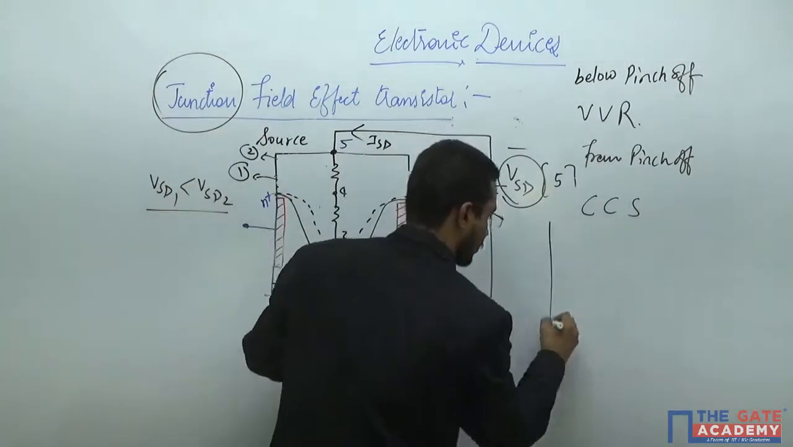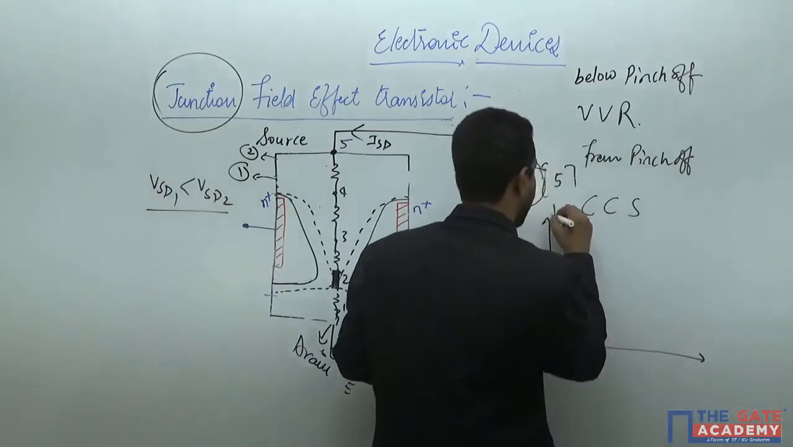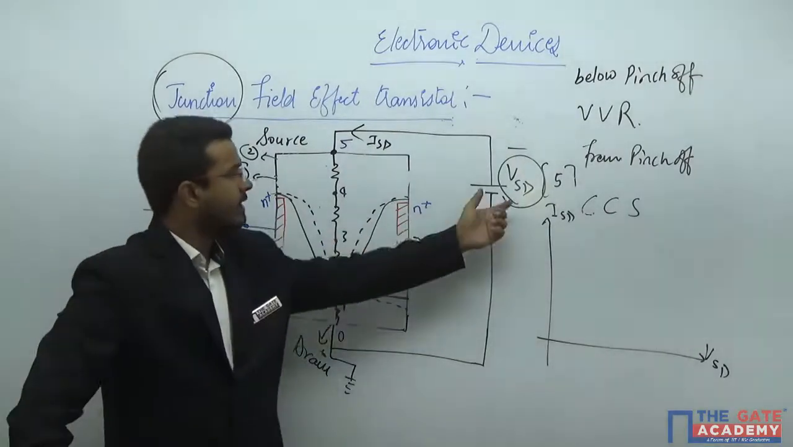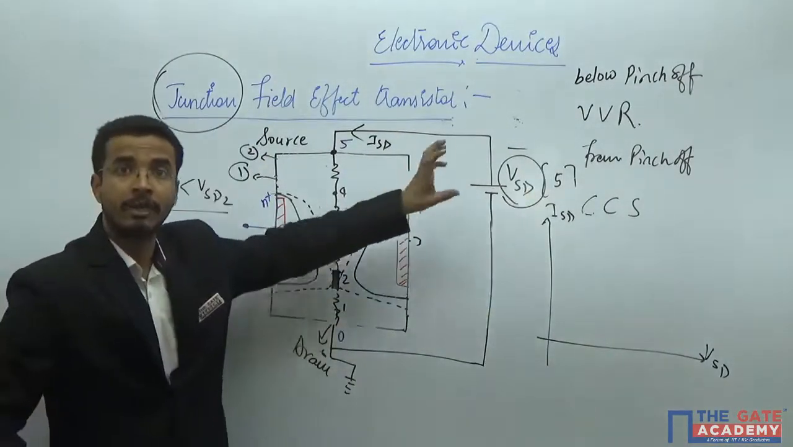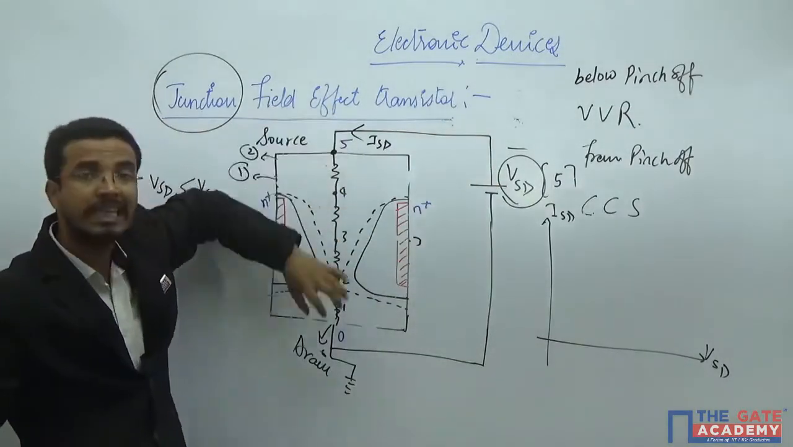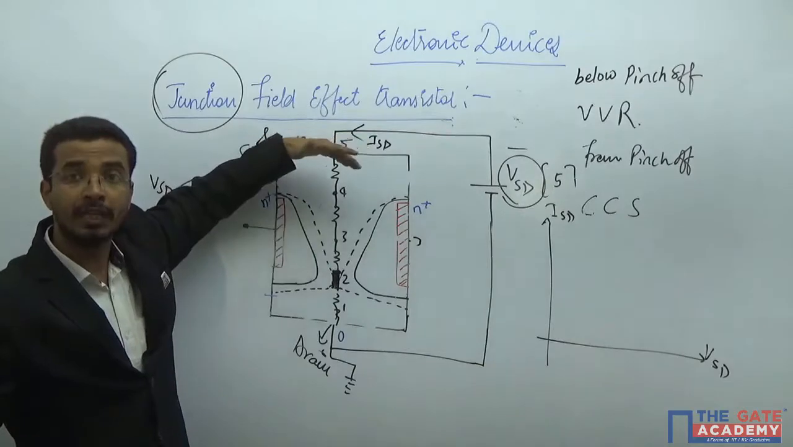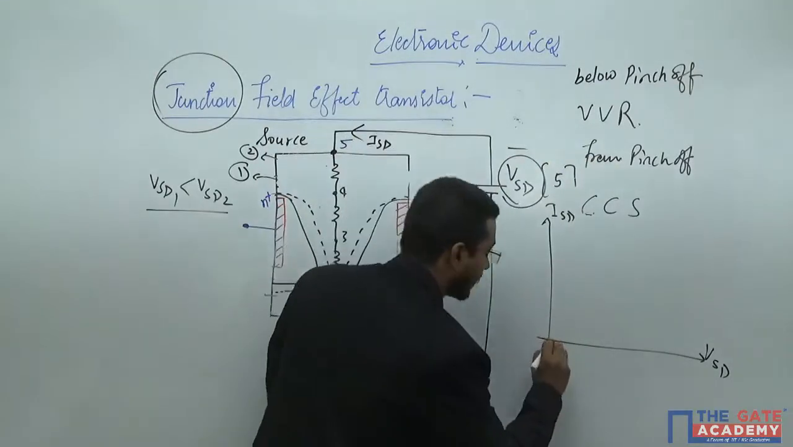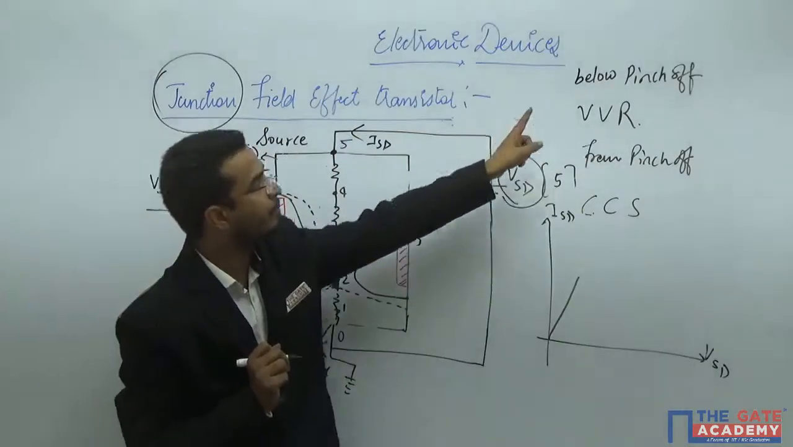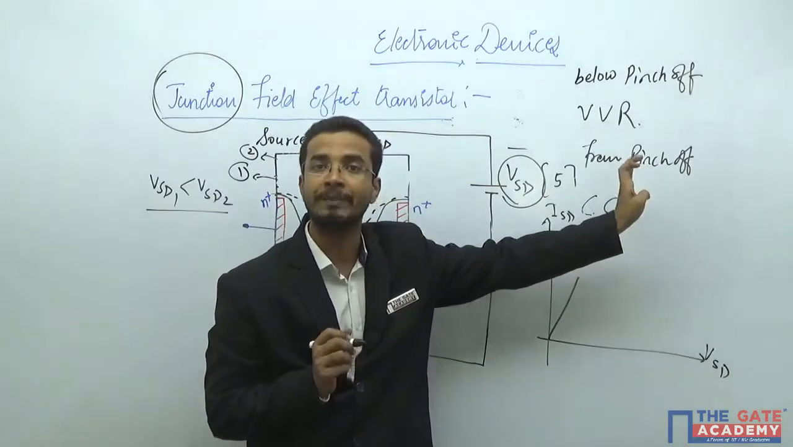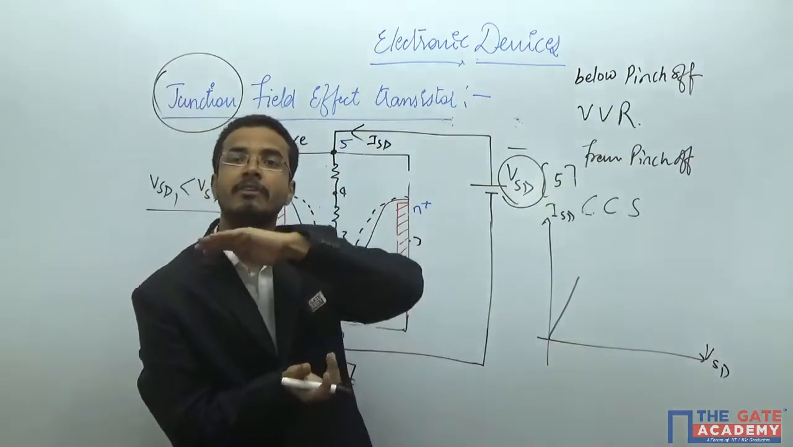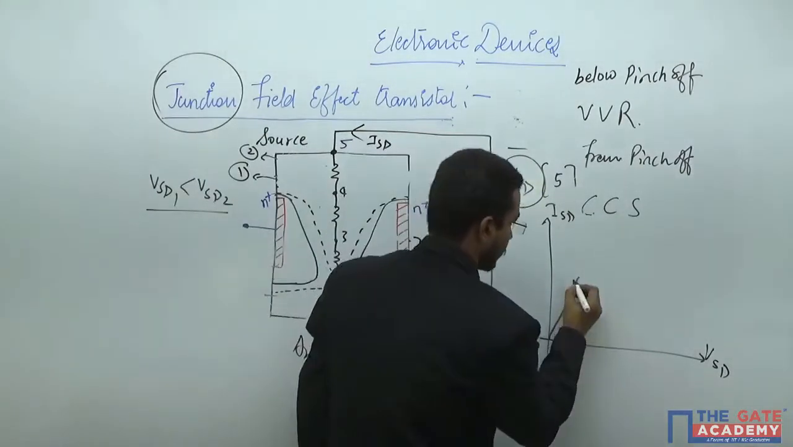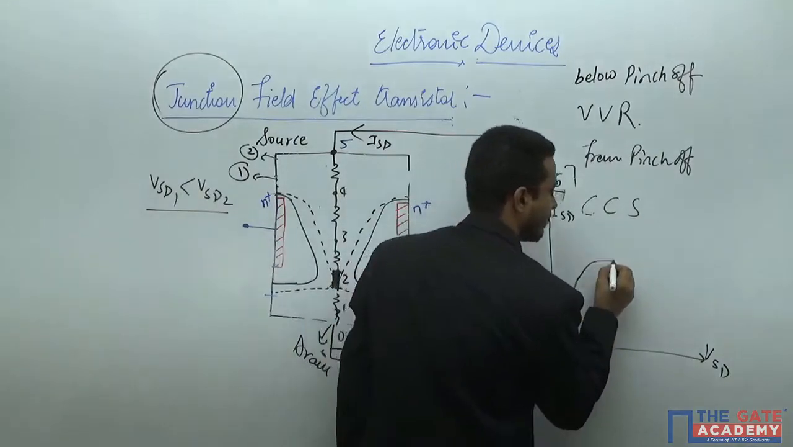So if I want to plot ISD versus VSD, what happened here? In the initial case, if you increase the voltage, the force on the hole will keep on increasing, due to which you will get a higher value of current, and that is what is known as a voltage variable resistor. So if you increase that, the value will keep on increasing. At the pinch off and after the pinch off, the current will become constant. Then only that device can act as a constant current source. So it increases initially, and then it becomes constant.